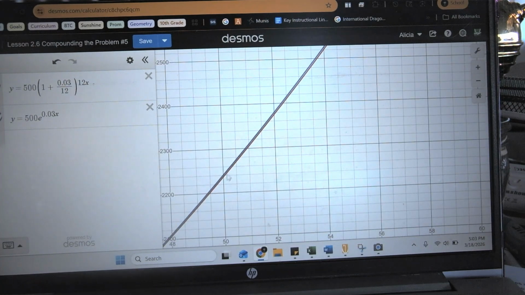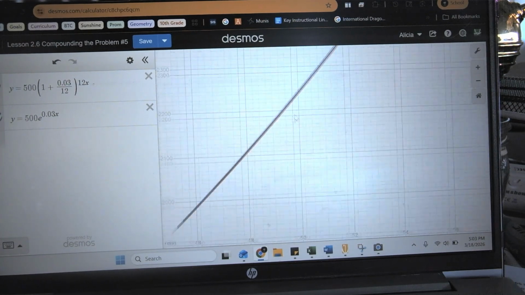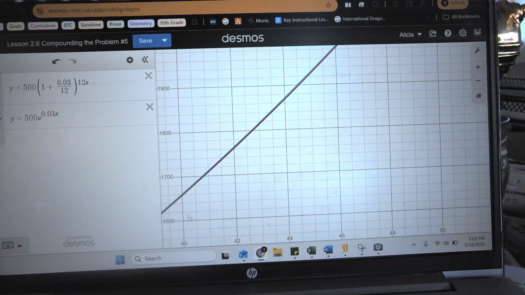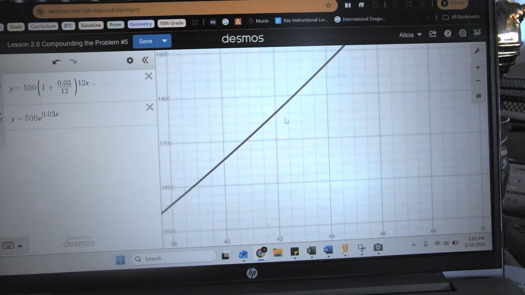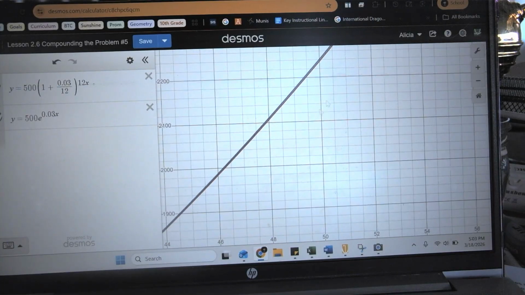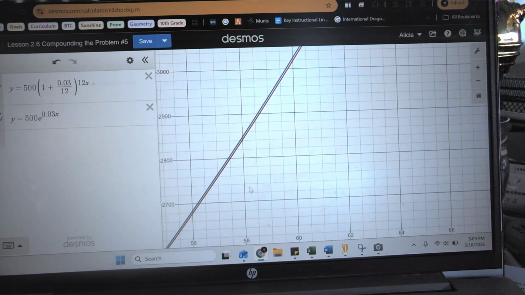But if you see, now they're getting closer together. So they start off really close together, and that's why we couldn't even see that they were two separate graphs. And then as time goes on, so we're at about 42 years into the investment process, and they're starting to slightly be different, more noticeably different. And then as we go on, they get more and more apart. So as time goes on, the blue one, which is our continuous one, will eventually be a lot more, but for now, it's really just only a little bit more.